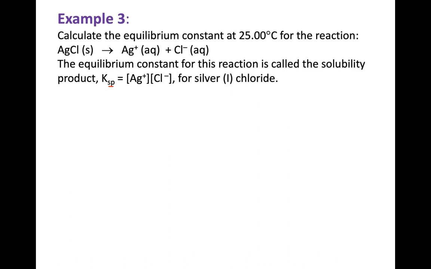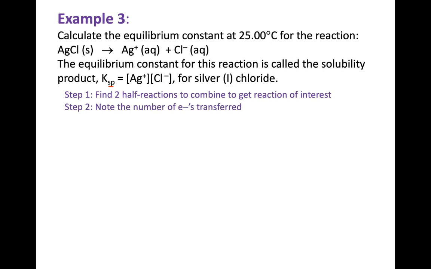So the expression, products over reactants, uses activities: concentration since these are aqueous, and 1 since this is a solid. So this is what our K expression would look like. Now let's think about how we find the value of K, putting everything together. Our first step is to find two half reactions that when we combine them, we get the reaction we're interested in. The second step is to figure out how many electrons are transferred and find the standard cell potential when we add up those two reactions.